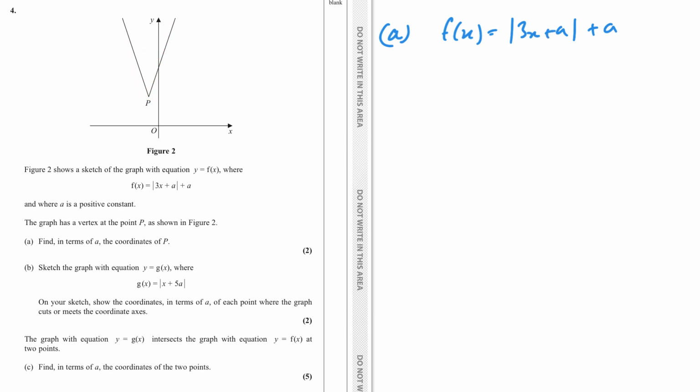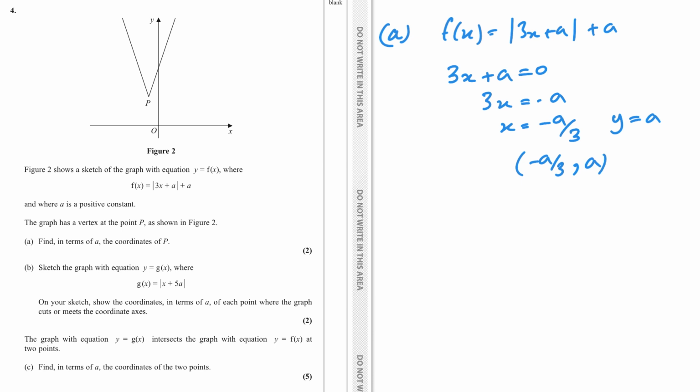Okay, so that means that if there's any value in this, it's going to be positive, which means it's got to be higher up on my graph, which means we actually want this when the modulus equals 0. That will give us the smallest point, the minimum point. So 3x is going to be minus a, so x is minus a over 3. And clearly when that is 0, f of x is just going to be equal to a, so that is then my y coordinate. So minus a over 3, a is the coordinate of P.